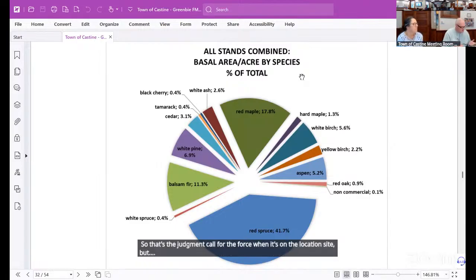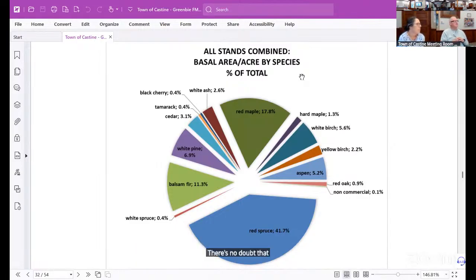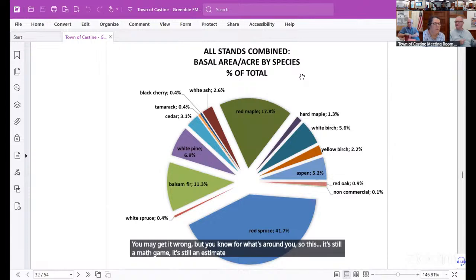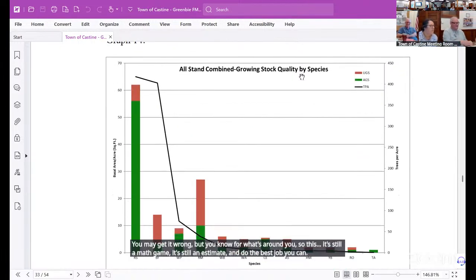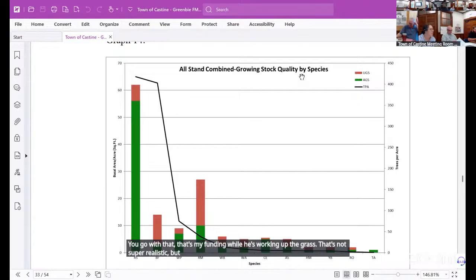But there's no doubt that if it's totally dead, is it red spruce or was it white spruce? You may get it wrong, but you know from what's around you. So it's still a math game, an estimate, and you do the best job you can. That's not super realistic, but the tenets are roughly there.